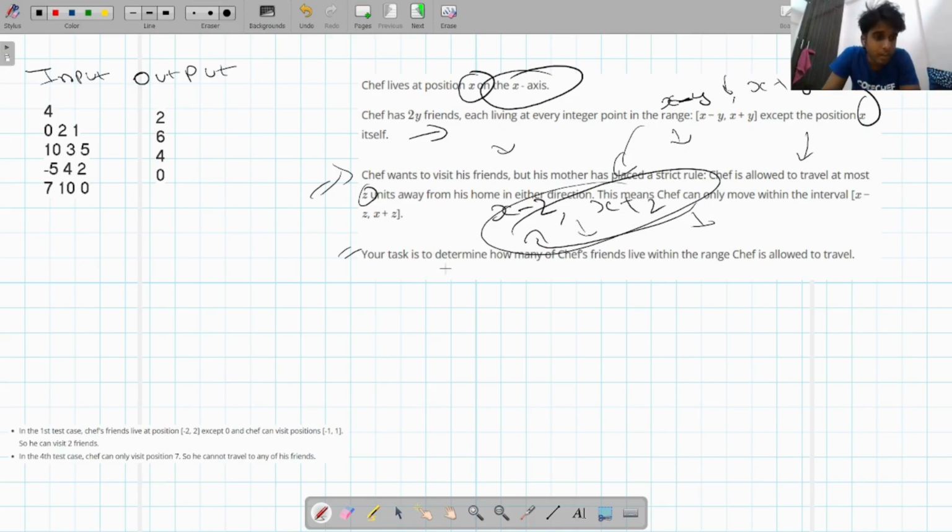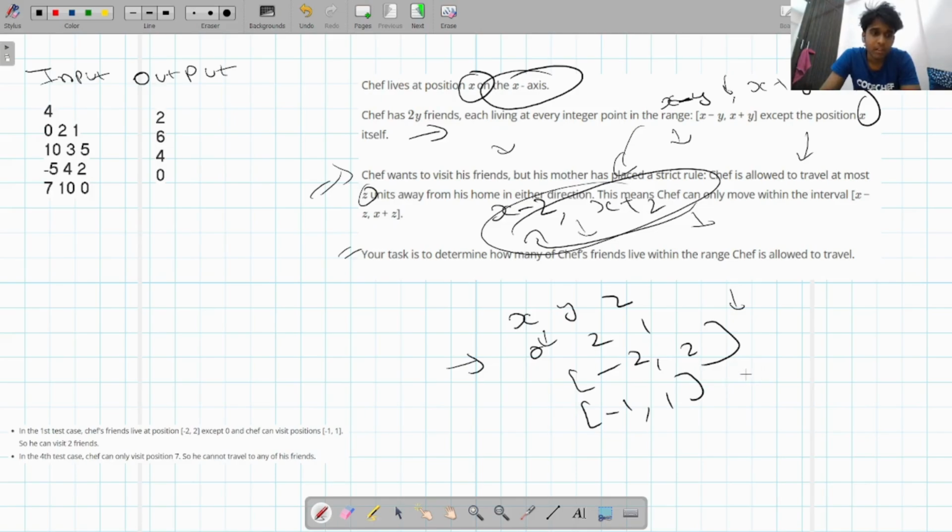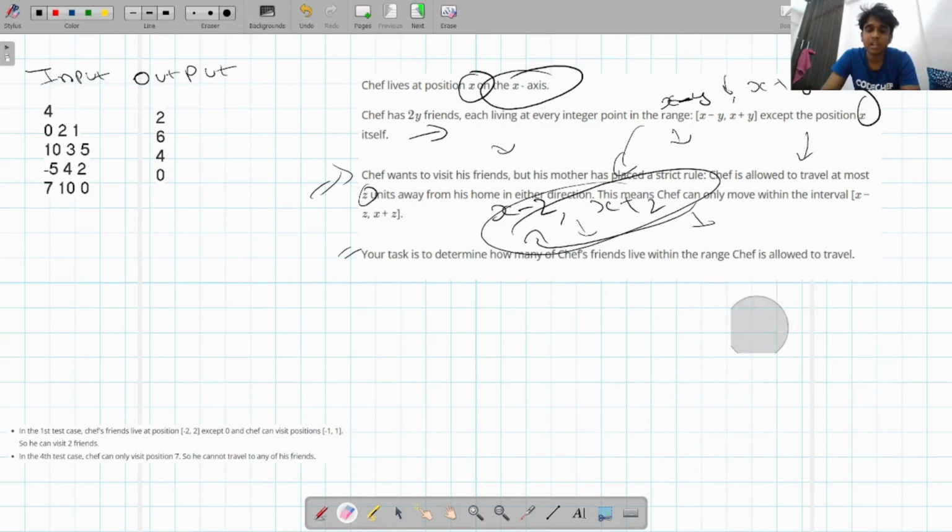Now let's take the first test case. You have x, y, z, which is 0, 2, 1. So in the first test case, Chef's friends live at positions minus 2 to 2 except 0, because over there Chef's x is there. So Chef can visit positions minus 1 and 1. So he can visit two friends. So the output is simply 2. Is this clear? So guys, I think the test cases are very much clear and simple. Yeah, simple simulation. Now let's move toward the solution explanation for this.